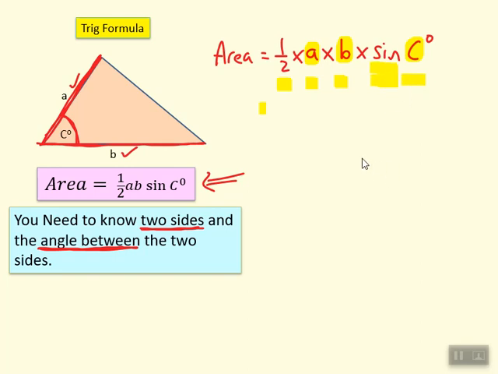Now if you want to know where this formula comes from, it's so easy you can figure it out for yourself, but the third video explains it really well, so you can watch that and see where it comes from. But let's just get into it. Let's actually look at how to use this formula and work out the area of triangles.